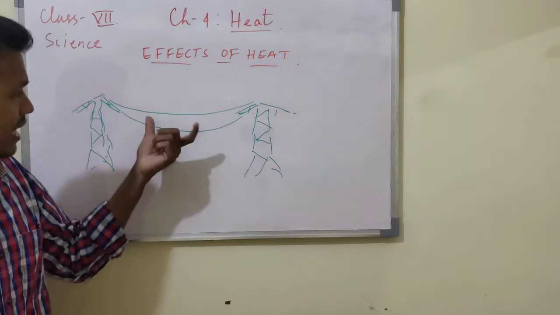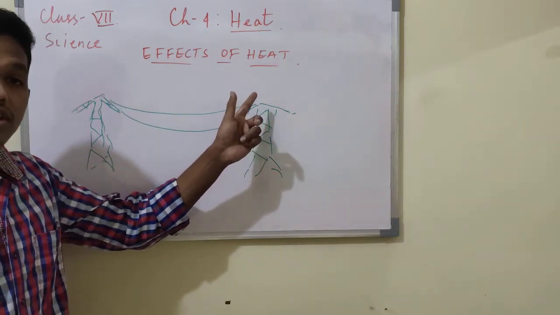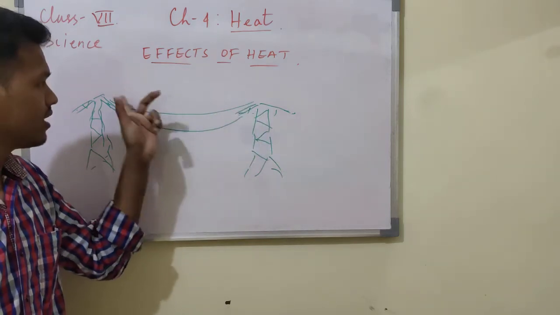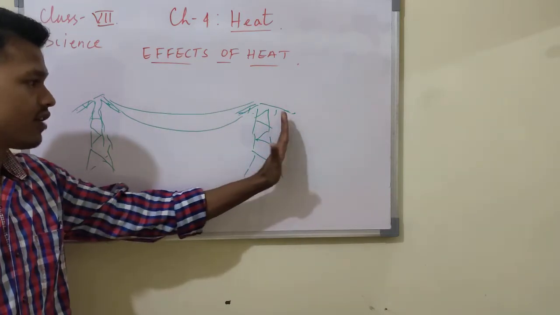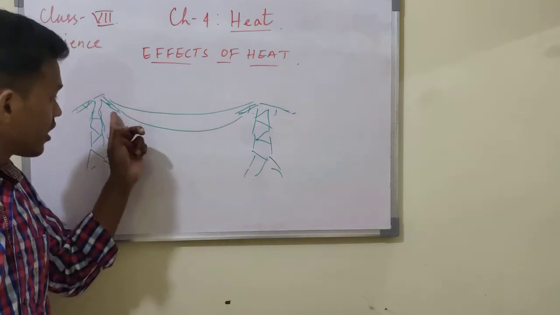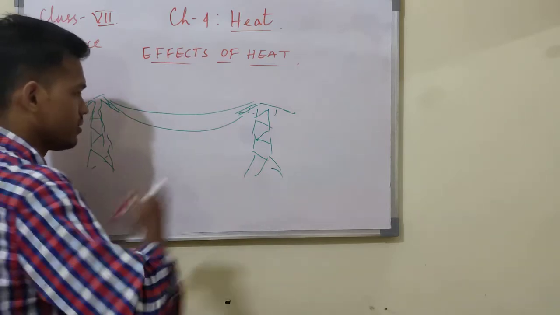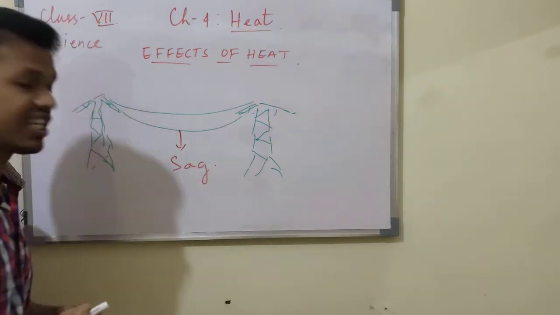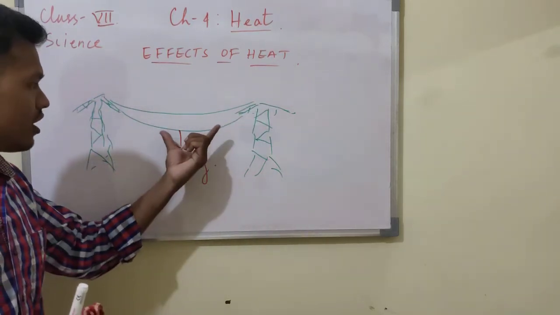Because if they tie tightly, what happens? During winter season, they will contract. During summer season, it will be in a straight line. But in winter, they will contract, and that means definitely the pole will break. So therefore they kept a little bit of sag form. This form is known as sag. Sag condition, sagging. Sag means like this.